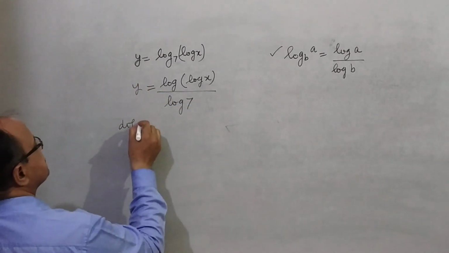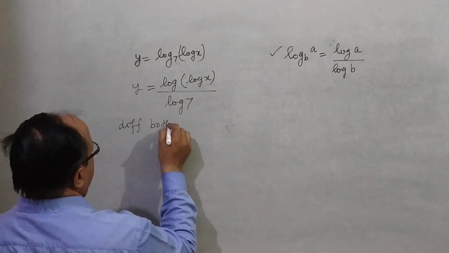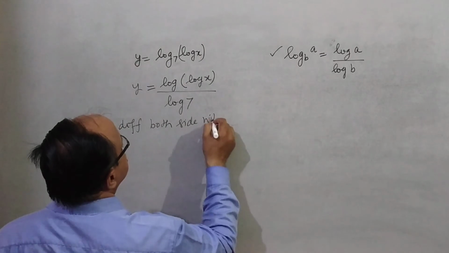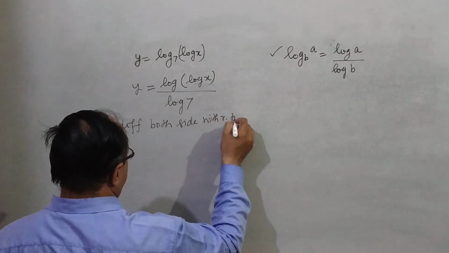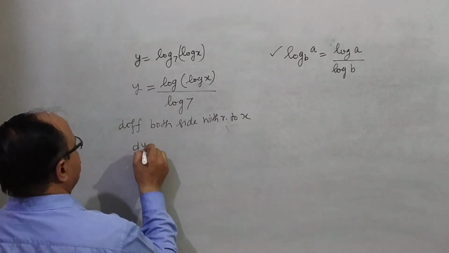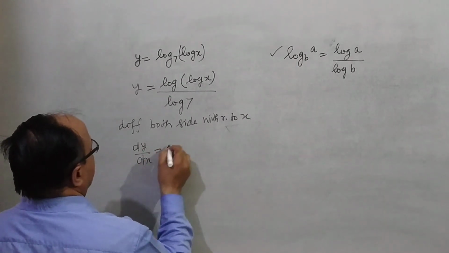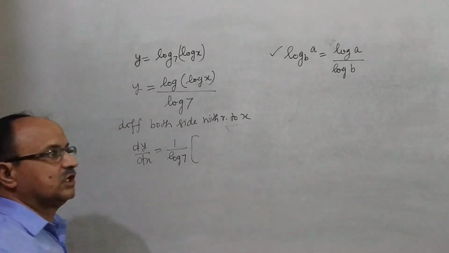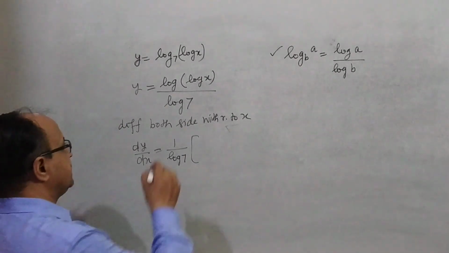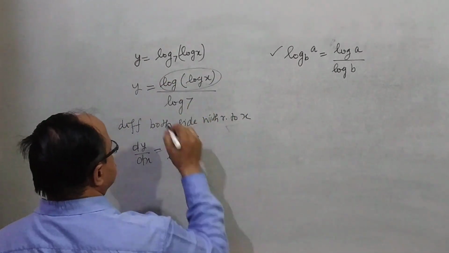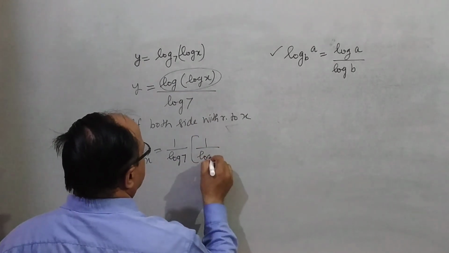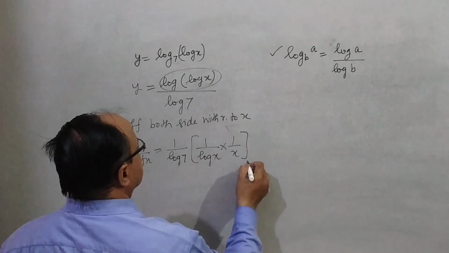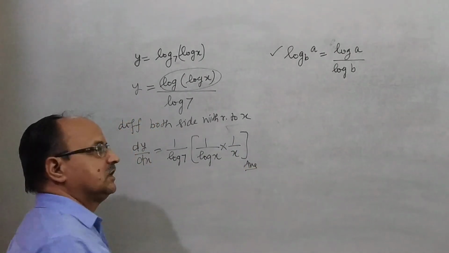Now differentiate both sides with respect to x. dy by dx is 1 by log 7 as it is, and the derivative of log x is 1 by x. This is the answer. Clear?